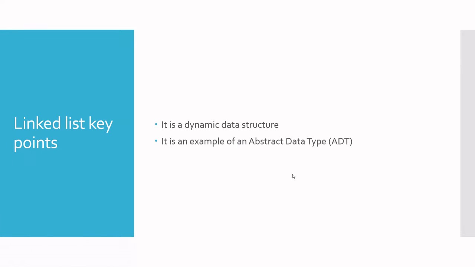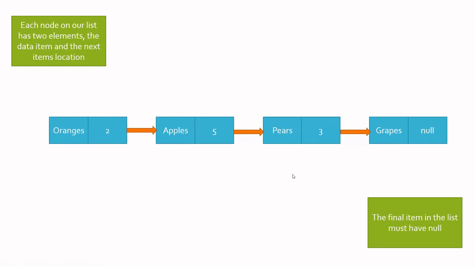So it's one of our dynamic data structures, which means it can grow, and it's an example of an abstract data type. If you can't remember what that word means, then please go away and remind yourself and do your research, quite an important term. So here's just an example of what a list might look like.